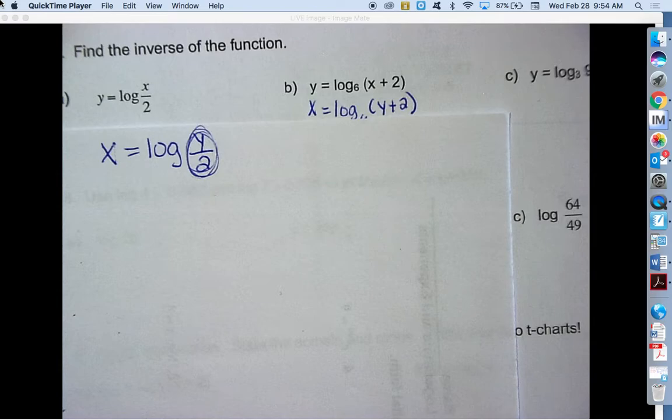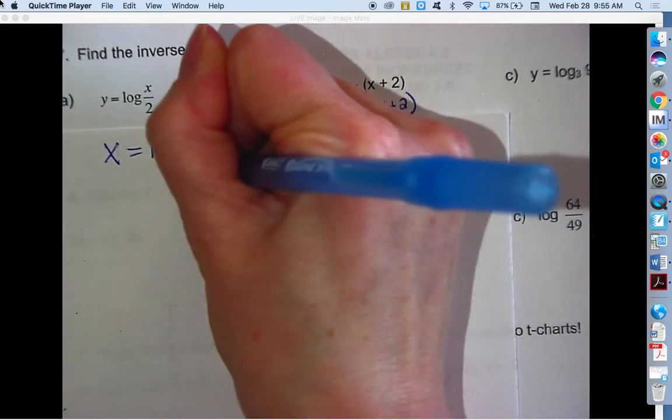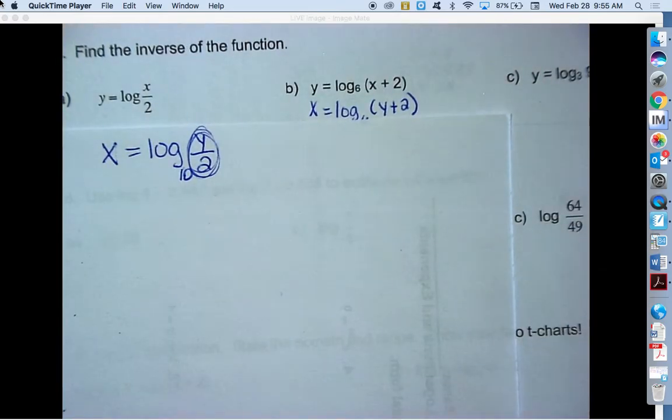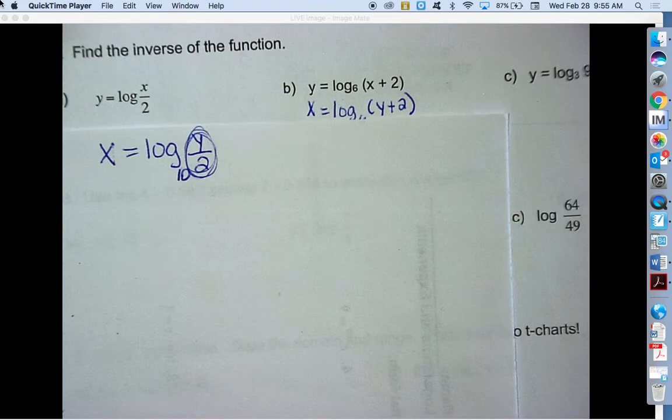Do you know what the base is? So what would the base be? Yeah. So the base is 10. If it's not written, it's implied to be 10. So even though there's nothing there, that's the common log. And anytime it's a common log, there's a base of 10.